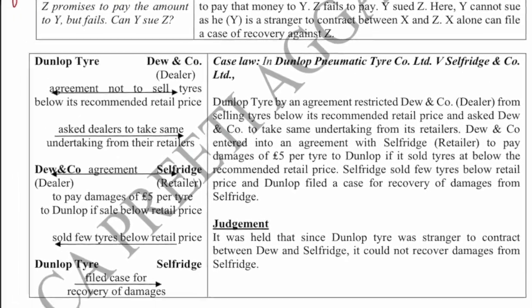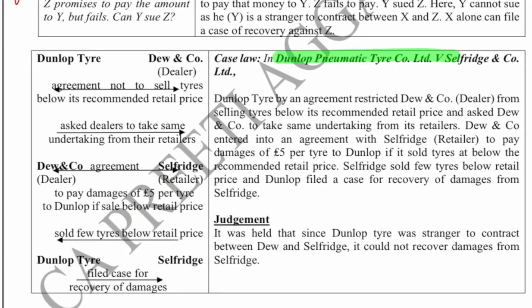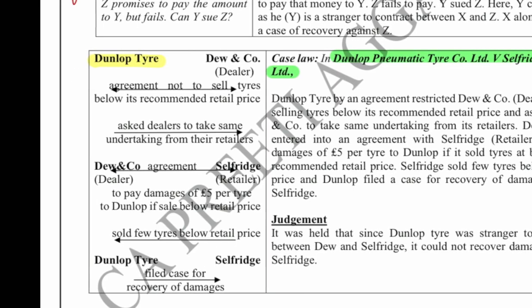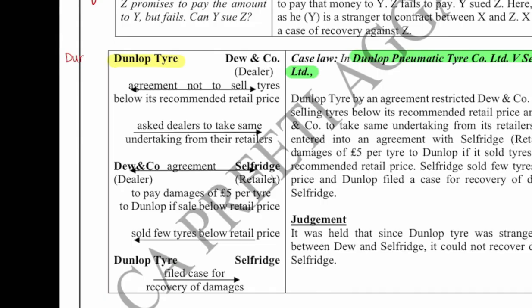There was an interesting case law over here. Dunlop Pneumatic Tyres versus Selfridge. Now Dunlop was the manufacturer of tires. Okay, I'll write it over here for you. So Dunlop was the manufacturer of tires. They entered into an agreement with various dealers, one of whom was Dew and Company. They entered into an agreement with various dealers that you will not sell the tires below the retail price. So we will tell you the price and that will be the minimum that you will recover. You cannot sell tires below this recommended retail price. Please enter into a similar agreement with all your retailers.